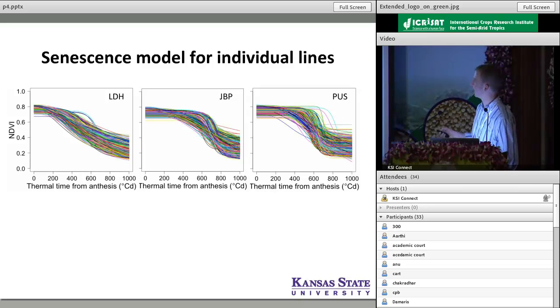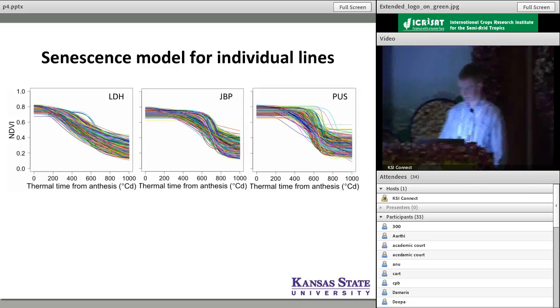So even with that level of data, you can build pretty nice regression curves across each one of those entries in the trials. And you can really see the dynamic differences both across the locations and between the different genotypes and just how they're responding during grain fill to those heat stress.